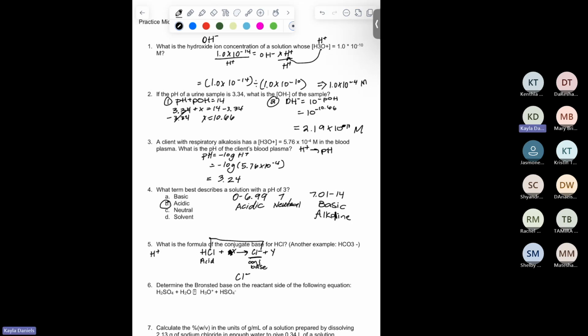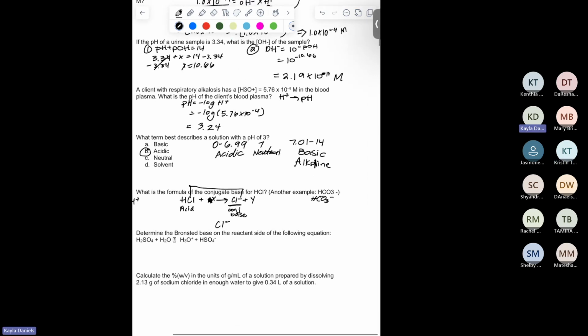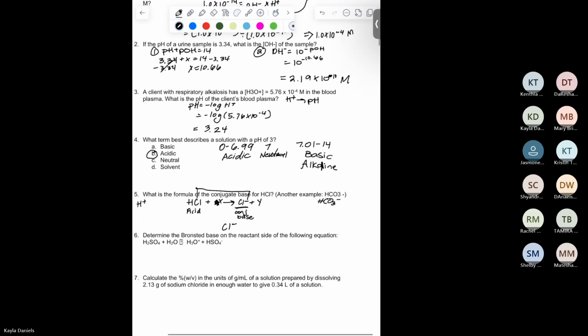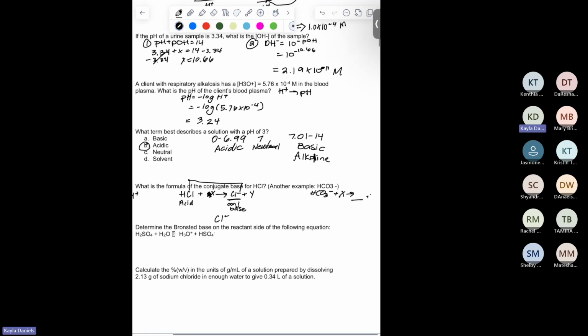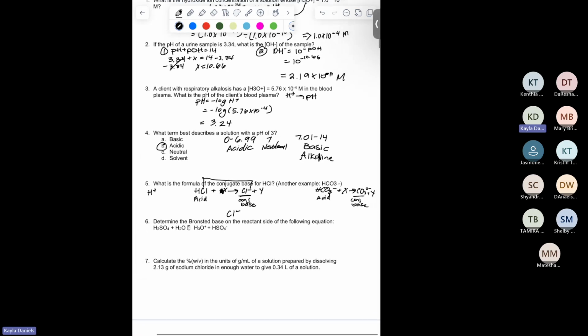Another example here, we have HCO3 minus. I like this example. So we have plus X yields what? Plus a Y, right? So again, same idea. If it's acting as the conjugate base, then it must be acting as the acid on this side. So an acid, it's going to lose a hydrogen. So when it loses a hydrogen in this example, it became 2 minus because it was already 1 minus. Any questions?